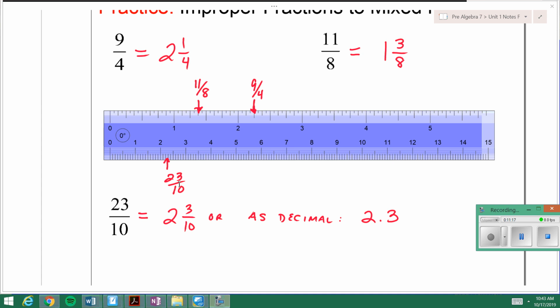And 23/10. Well, since my inches are not split up into tenths, I found it better to use the centimeter number line, if you will, to say that 23/10 is 2 3/10. So I went 2 wholes and then counted an extra 1, 2, 3 tenths on my centimeter mark. Hopefully you got those mixed numbers too. Okay.